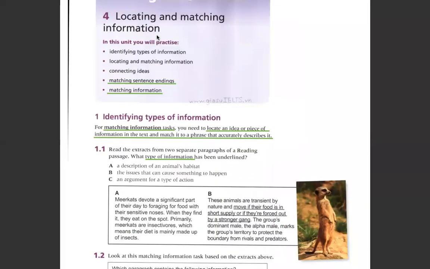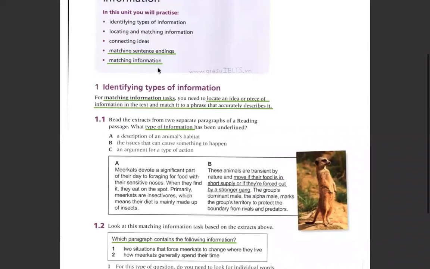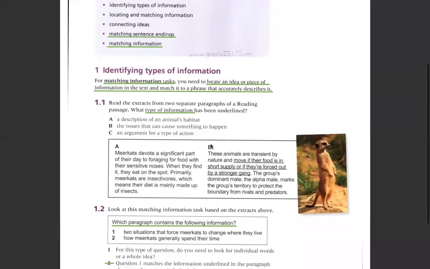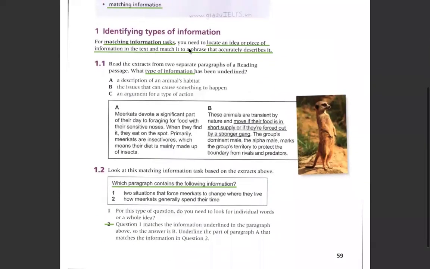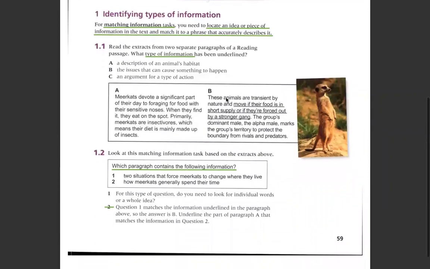Right, so for this worksheet, we're going to be trying 2 new tasks, which are matching tasks. So what we're going to do is a matching information task. For matching information tasks, you need to locate an idea or piece of information in a text and match it to a phrase that actually describes it. So we're going to have a look at what that means and how to do these types of tasks.